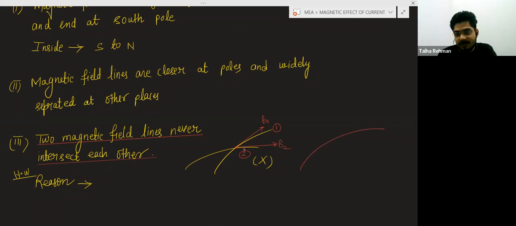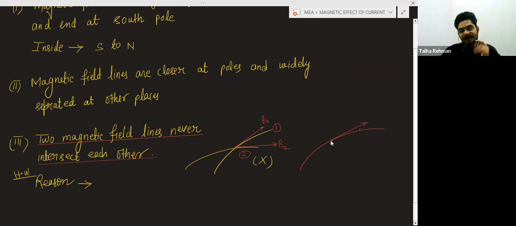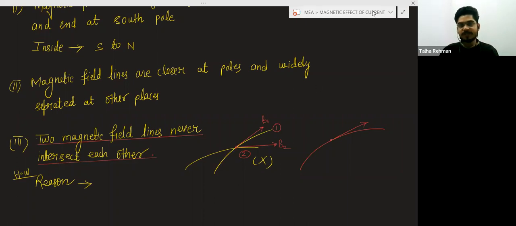Suppose this is the magnetic field line. At any point, if you draw the tangent, you get the direction of magnetic field at that point. So remember this point. So here you are drawing two tangents and two tangents are in different directions, means at a single point, two directions of magnetic field are there, which is not possible. So your answer was right.